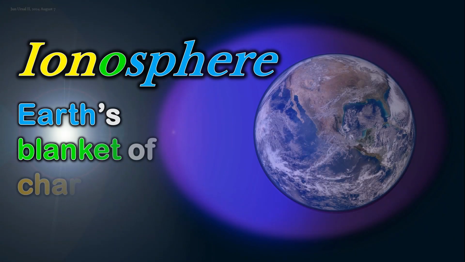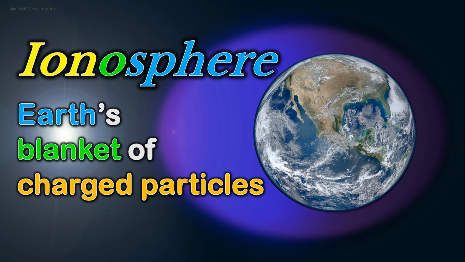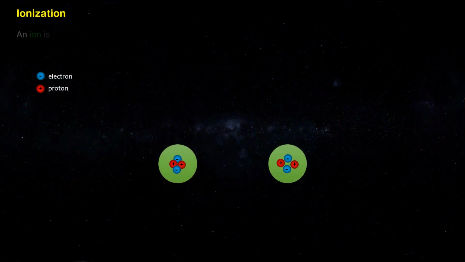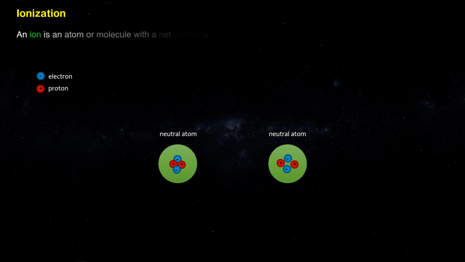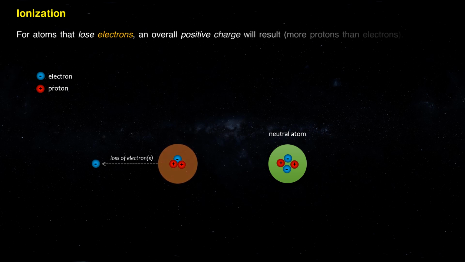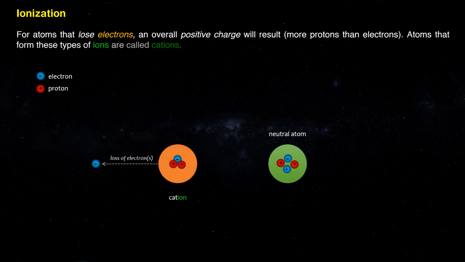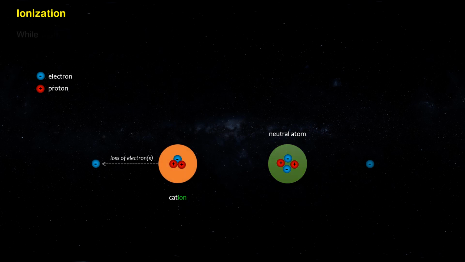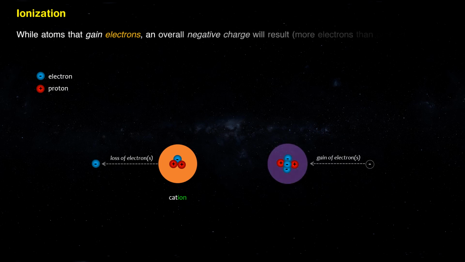Ionosphere, Earth's blanket of charged particles. An ion is an atom or molecule with a net electrical charge. For atoms that lose electrons, an overall positive charge will result, more protons than electrons. Atoms that form these types of ions are called cations. While atoms that gain electrons, an overall negative charge will result, more electrons than protons, are called anions.